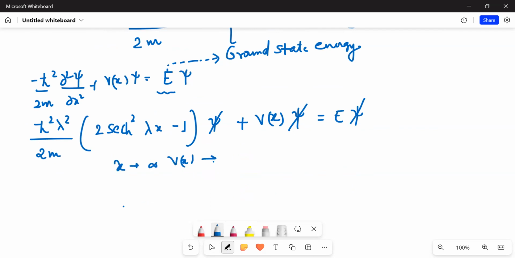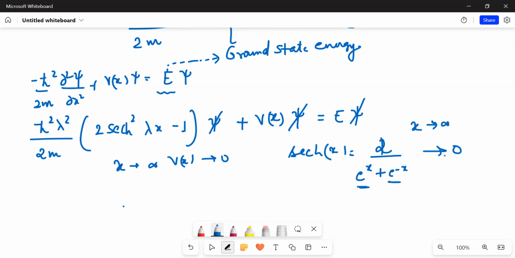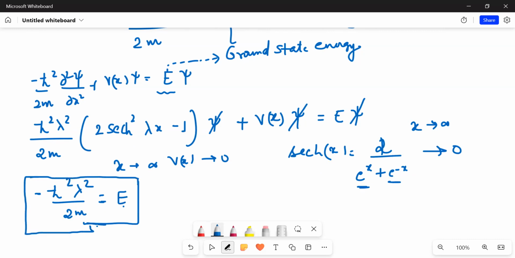And we have already been given that as x tends to infinity, sech x, after all, equals 1 upon cosh x, would tend to 0. So overall this goes towards 0. V(x) will go to 0 as x tends to infinity, and E is a constant. So even if I take x as large, E would be minus ħ²λ² upon 2m. So given the ground state eigenfunction, this is one more important thing; there may be questions on this also.